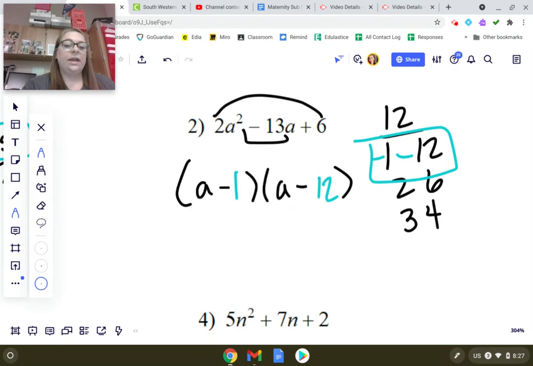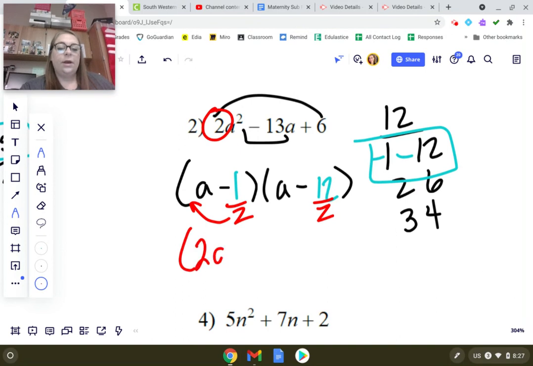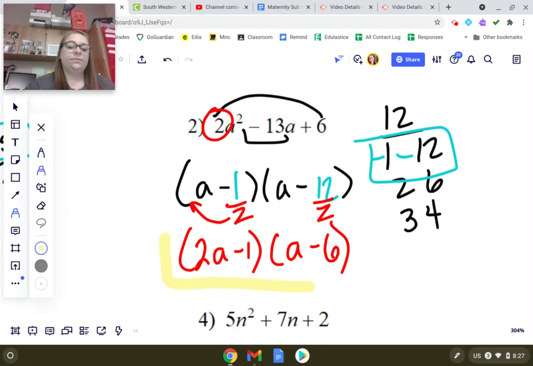Last step is to take the a and divide. So divide by 2, divide by 2. And again, for that first one, 1 divided by 2 does not simplify, so slide that 2 in front. So 2a minus 1, and 12 divided by 2 gets me 6. So a minus 6 for my final answer.